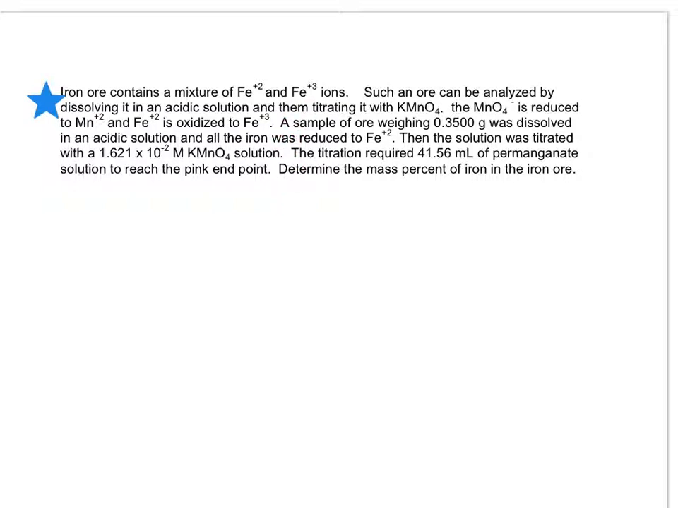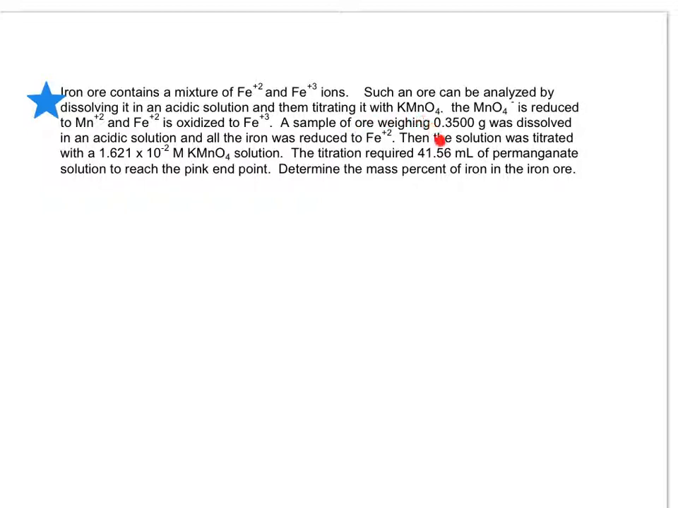It says such an ore can be analyzed by dissolving it in an acidic solution, and then, that should say then, not them, titrating it with potassium permanganate. The permanganate ion is basically what reacts, the K+ is just a spectator ion here. So the permanganate ion is reduced to Mn2+, and the Fe2+ is oxidized to Fe3+. So basically the MnO4- reacts with the Fe2+, turns it into Fe3+.